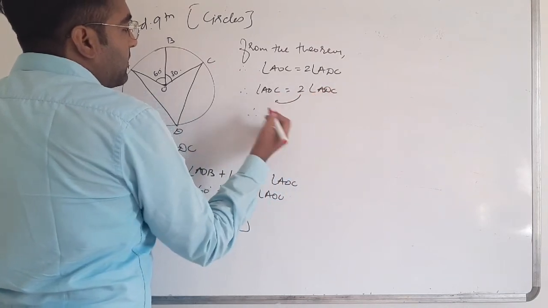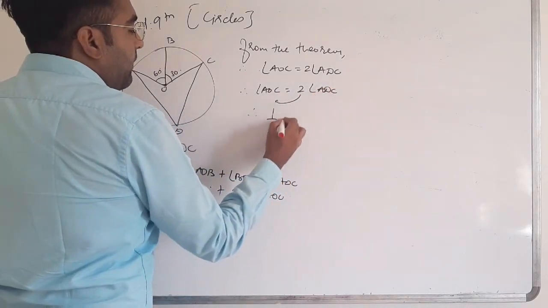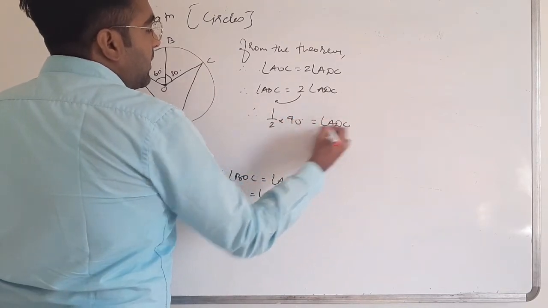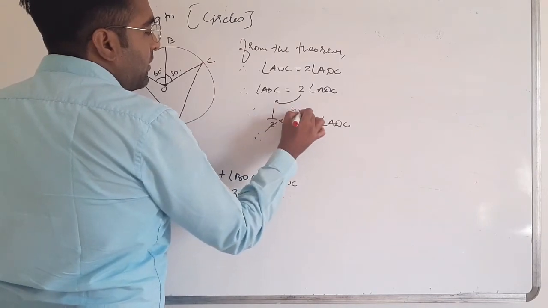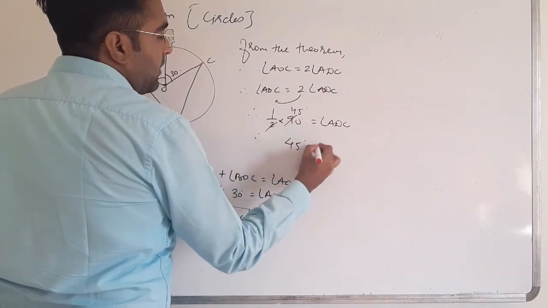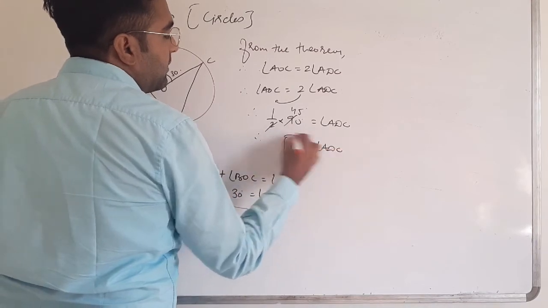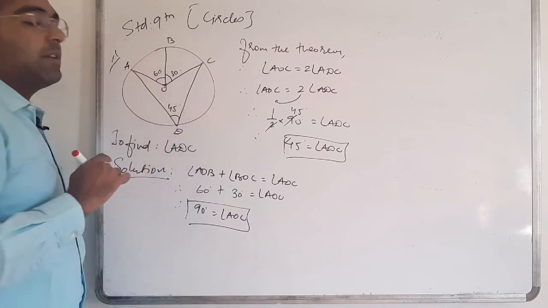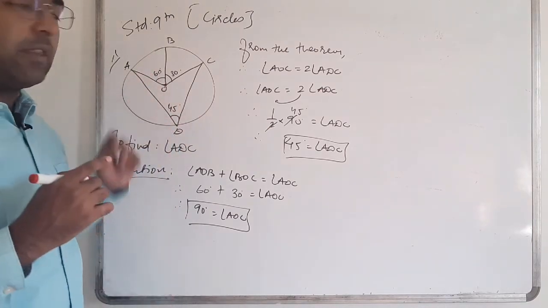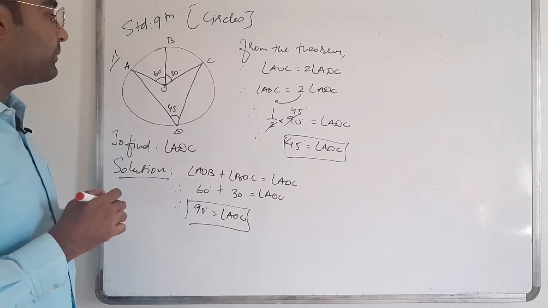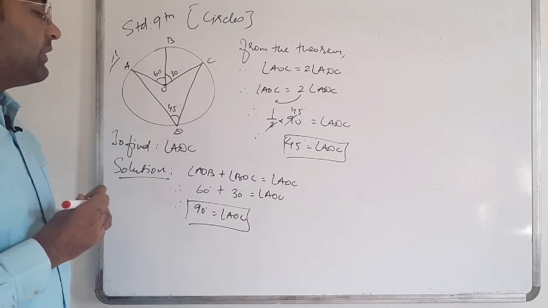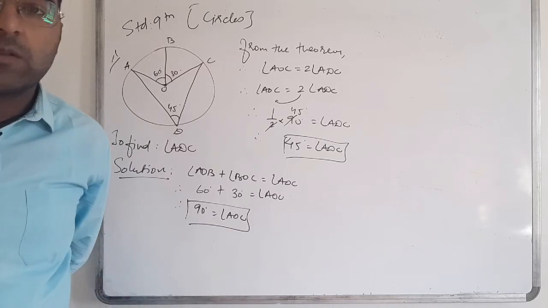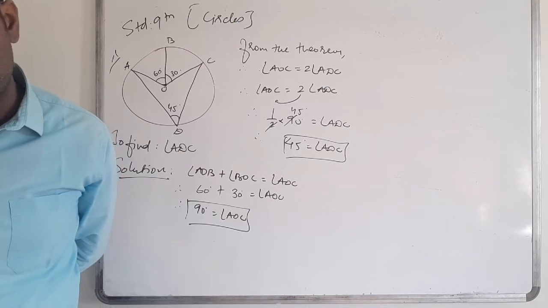Now shifting to the other side, half of AOC, which is 90, is equal to ADC. Therefore 45 degrees is equal to ADC. So this angle is equal to 45 degrees, and these are the angles that are double of this kind of angle. Okay, clear that? So please note this down, then we move to the second question.